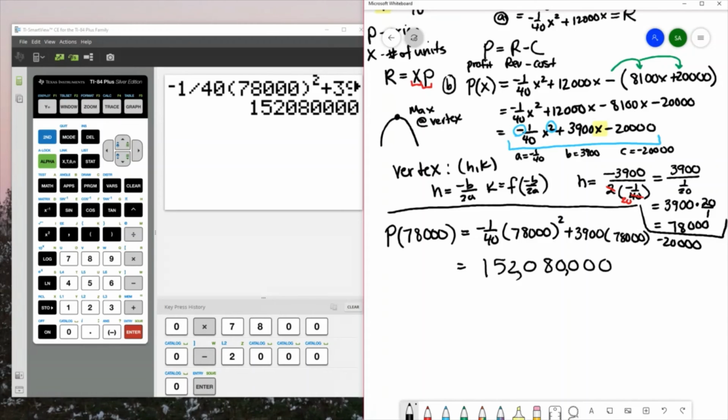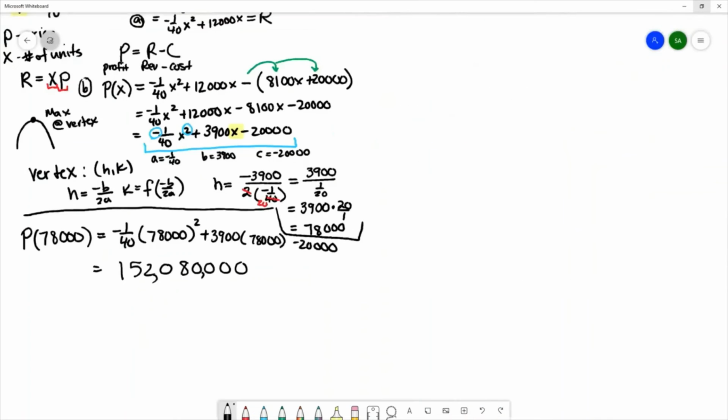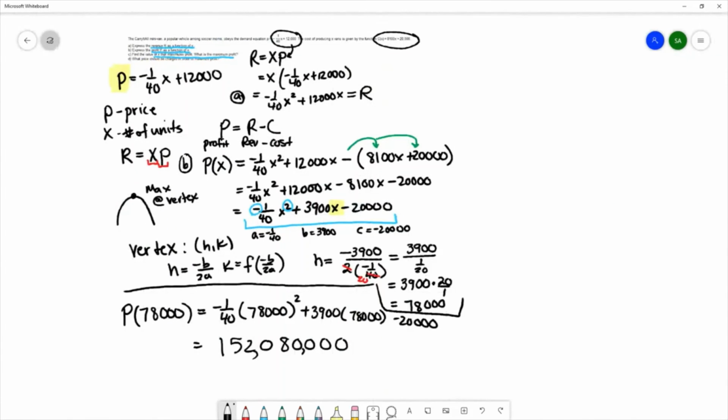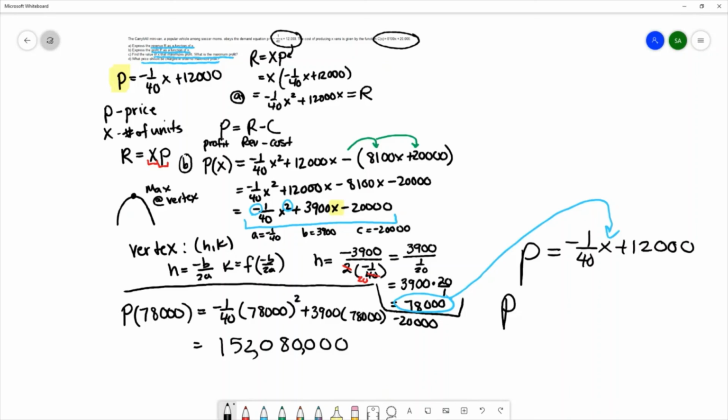Okay, we have one final part, and that one final part is what is the price that should be charged to maximize the profit. If you remember, we had in the beginning price equals negative 1/40th x plus 12,000. I'm going to take this value of x that we got, which maximizes the profit, and substitute it in for the x in the price formula. That's P equals negative 1/40th times 78,000 plus 12,000.